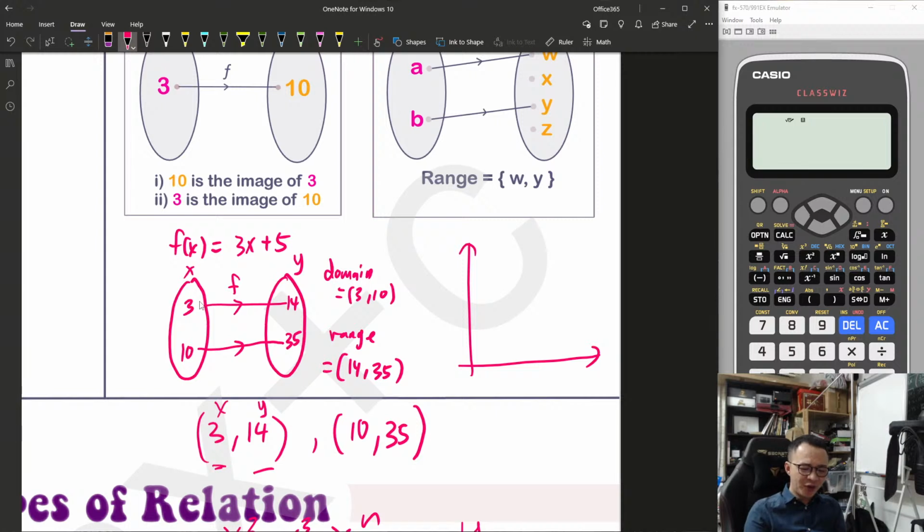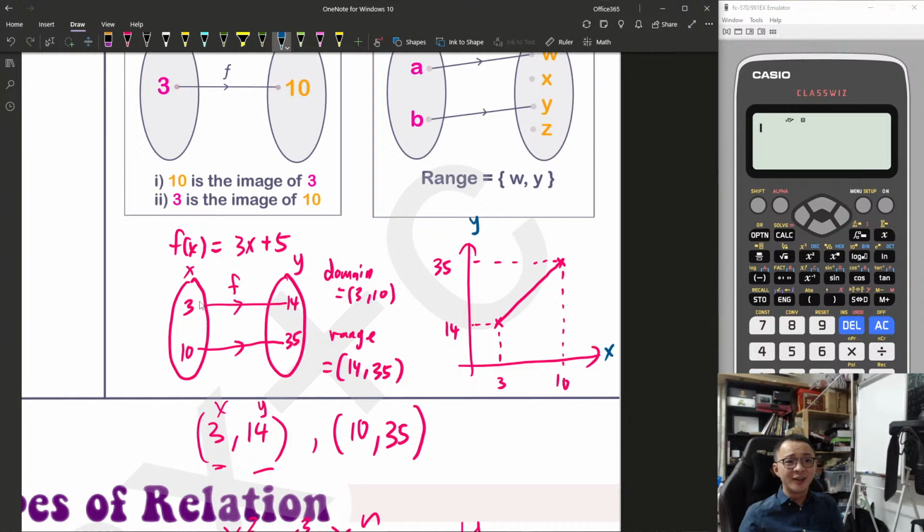Okay, 3, 14, this one is just a sketch. I just assume this is 3. The first coordinate here is 3, 14, and let's assume this other one is 10 and 35. When we talk about domain, right now we only focus on the line you can see in the graph, on the x and y axes.